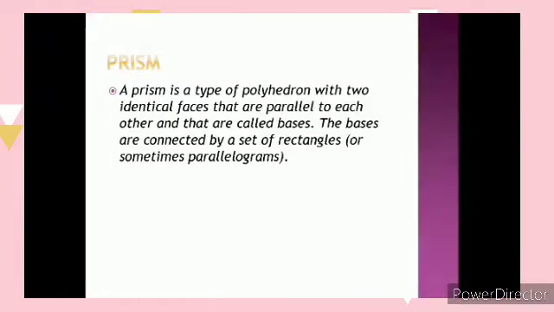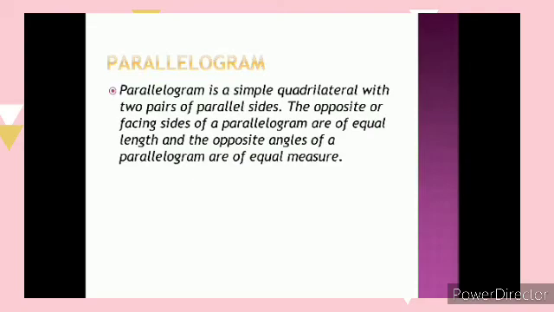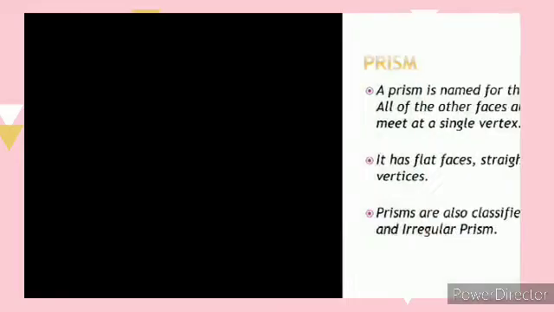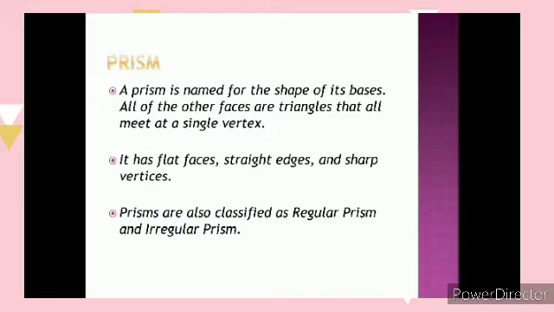Prism. A prism is a type of polyhedron with two identical faces that are parallel to each other and that are called bases. The bases are connected by a set of rectangles or sometimes parallelograms. A parallelogram is a simple quadrilateral with two pairs of parallel sides. The opposite sides of a parallelogram are of equal length and the opposite angles of a parallelogram are of equal measure. A prism is named for the shape of its bases.